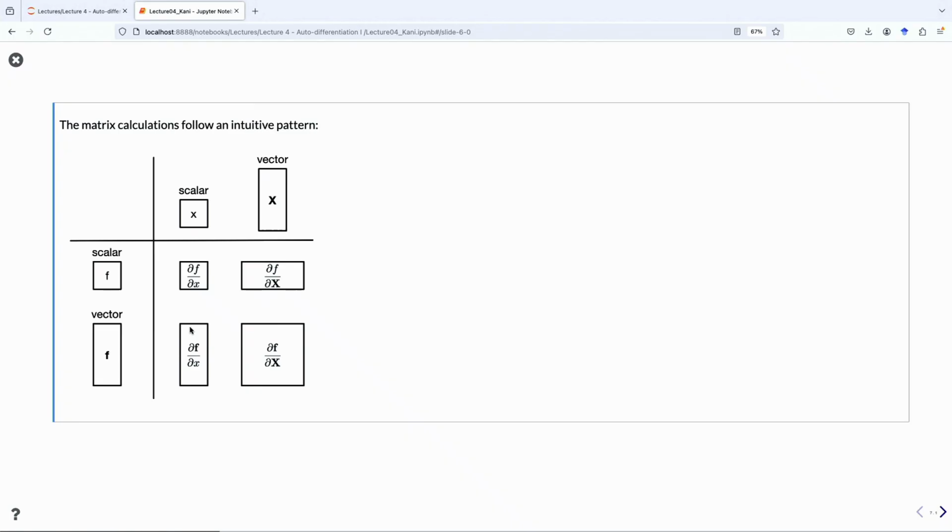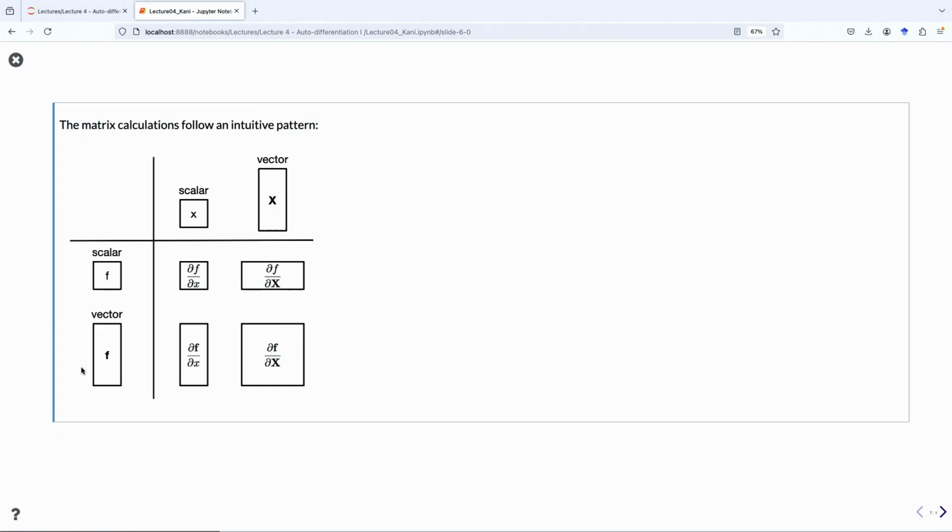That makes sense. And similarly, if you have a scalar, but you need to take the derivative with respect to a vector, what do you get? You get another vector, simply because you need to take the derivative of this function with respect to x1, then you need to take the derivative with respect to x2, then with respect to x3, et cetera, et cetera.